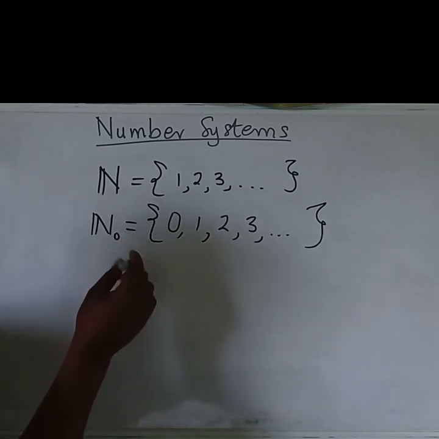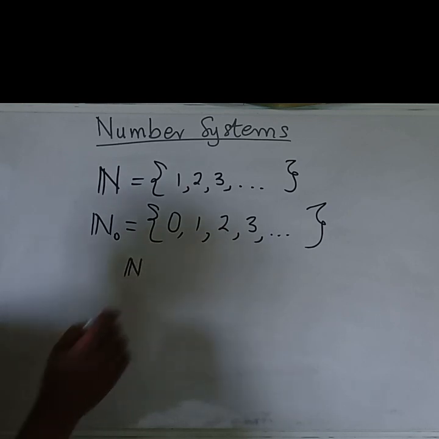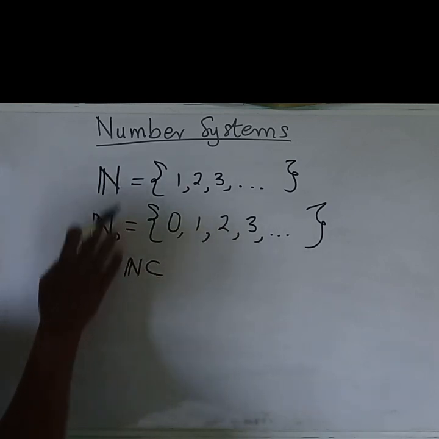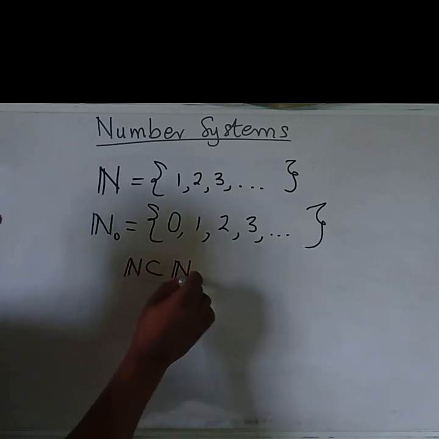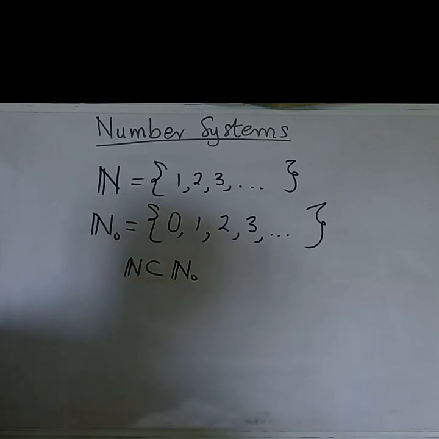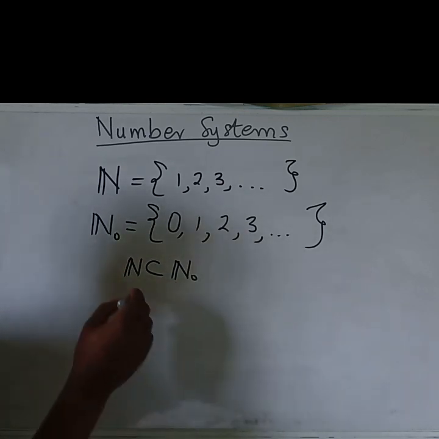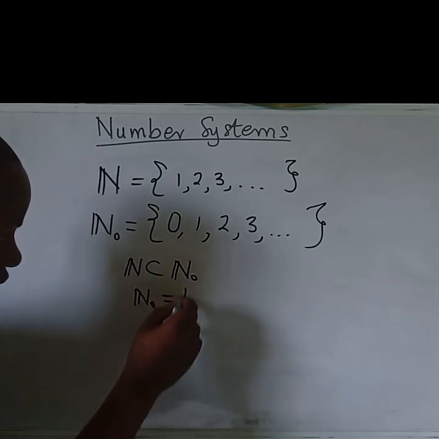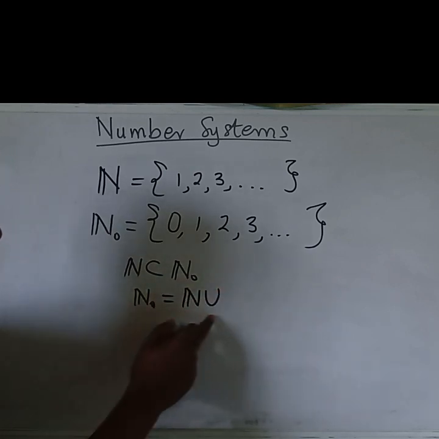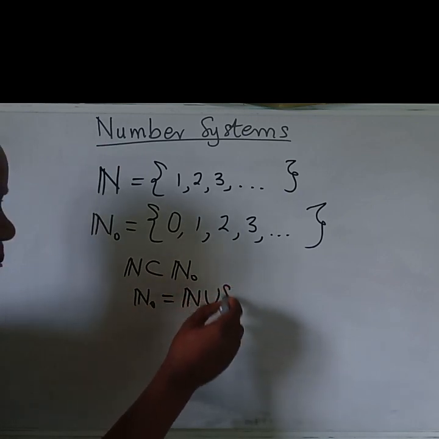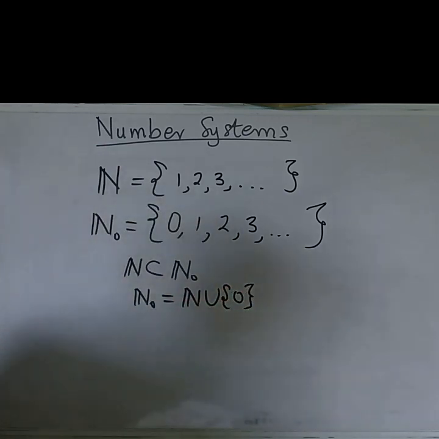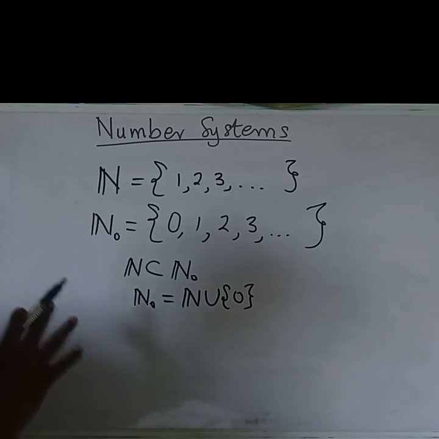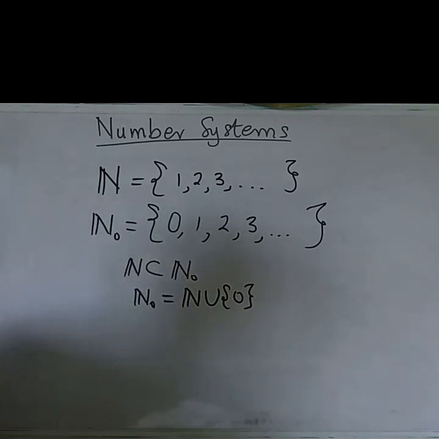Okay, and one of such discussion is that the set of natural number is a subset of the set of the whole numbers, and we have said that this set of whole numbers, okay, is simply the union of the natural number and the set of 0.